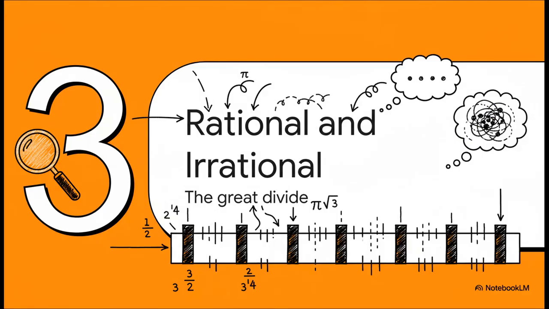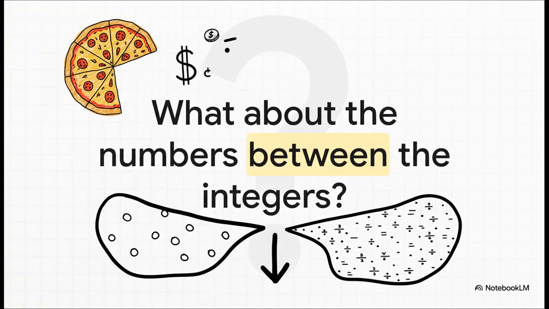We've just been taking these nice, clean, whole steps along the number line. But what about all the little spaces in between those steps? This is where things get really, really interesting. Exactly. What about half a cup of flour or a price like $9.99? Where do those guys fit into our family tree? Well, this question brings us to a huge split right down the middle of the number family.